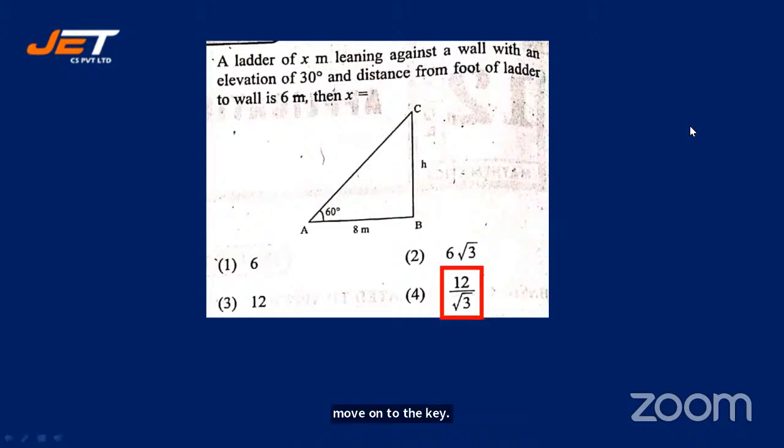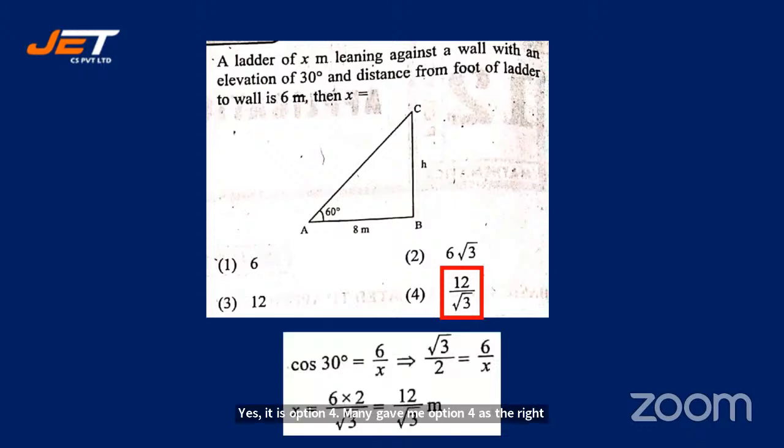Yes, it is option 4. Many gave me option 4 as the right answer. How? Here we are taking an elevation of 30 degree, isn't it? So cos 30 is equal to 6 by x. What is cos 30? It is root 3 by 2. Root 3 by 2 is equal to 6 by x. So just cross multiply, you will get the value of x as 6 into 2 by root 3.